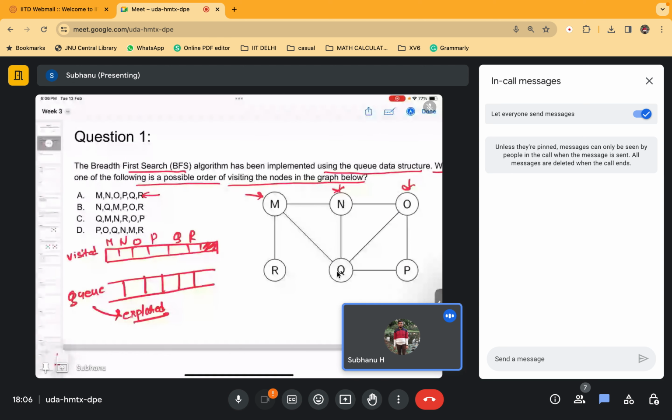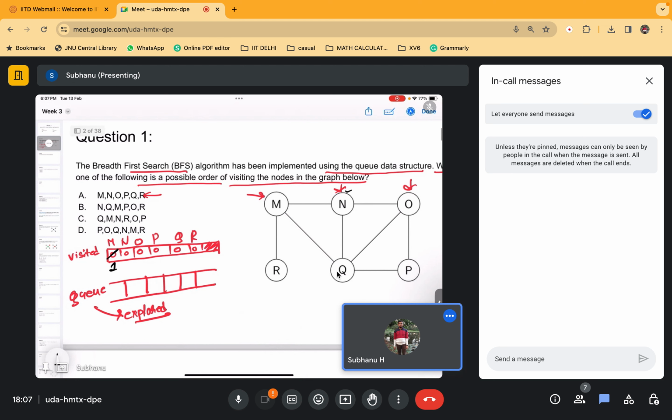First, all are initially 0 because we have not visited any node. First we visit the M node, so it becomes 1. Then in the queue we push the neighboring nodes. Which are the neighboring nodes? N, Q, and R. From these neighboring nodes we will go to other neighboring nodes.